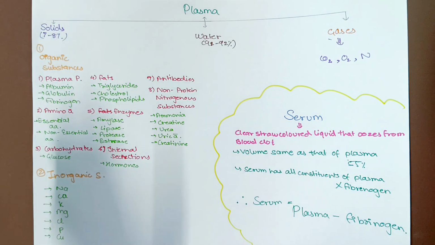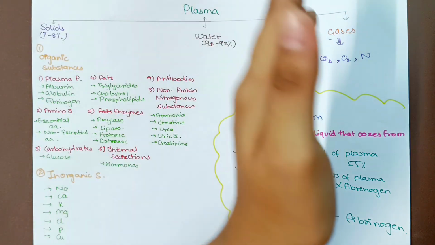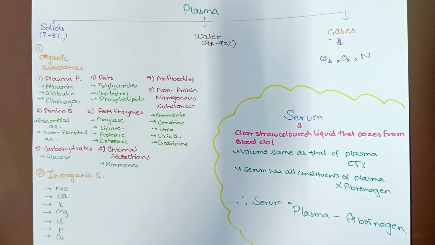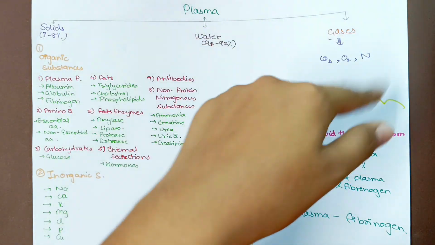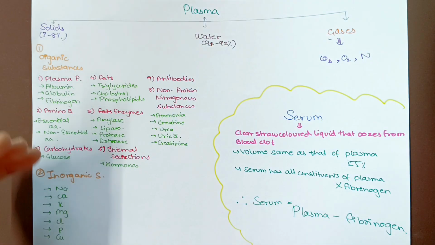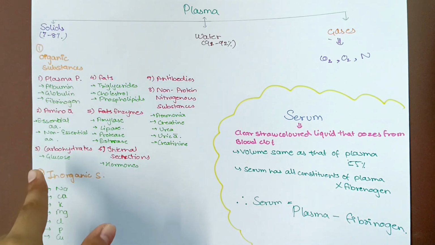That's all we have to do in plasma. It has three components: solids, water, and gases. Solids 7 to 8%, water 91 to 92%, and gases. Gases are very easy: we have carbon dioxide, oxygen, and nitrogen. And solids are also very easy, because we have organic substances and inorganic substances.